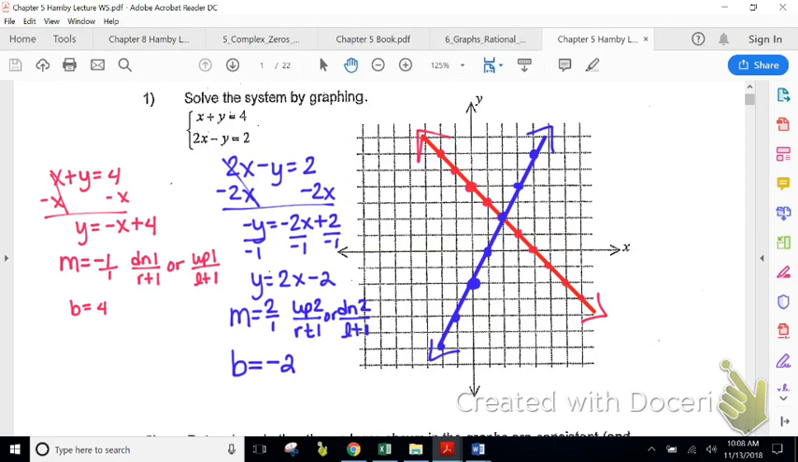Okay, and what's our solution? How do we know where the solution is? By the graph. It's where they intersect. And where do they intersect at? 2, 2. Count again. 2, 2.